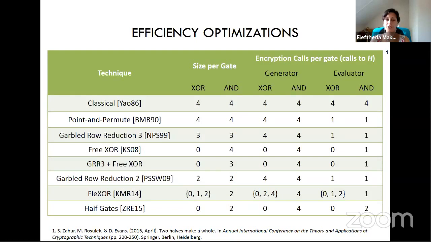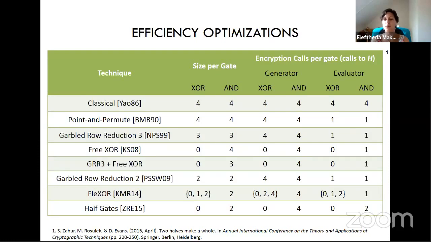Then we have the point and permute optimization, which allows the evaluator to decrypt only 1 of the 4 rows. And then we have the garbled row reduction later on, which allows us to send 3 ciphertexts instead of 4 per gate.